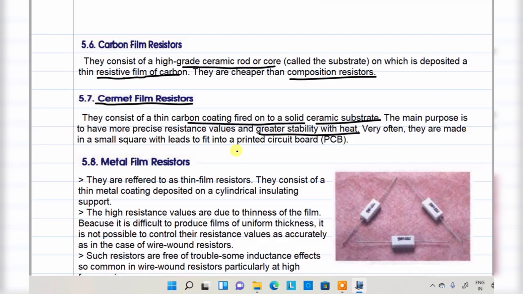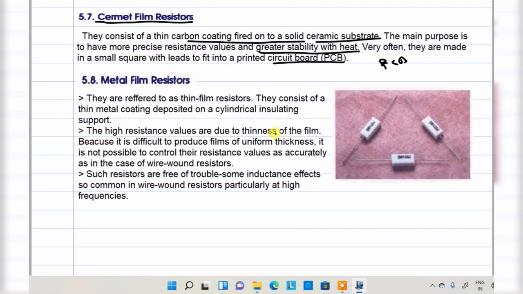Very often they are made as small square bodies with leads to fit into the printed circuit board. I already mentioned the PCB, the printed circuit board. In that board, you need to insert this ceramic film resistor. We use small leads on the outside of this ceramic film resistor. Okay, this is enough for the ceramic film resistor. Then you move to the last one, the metal film resistor.